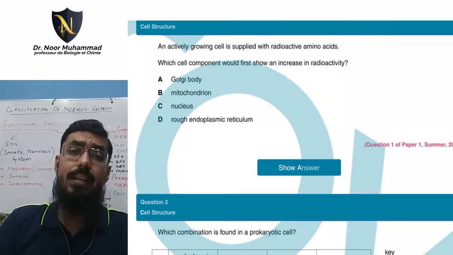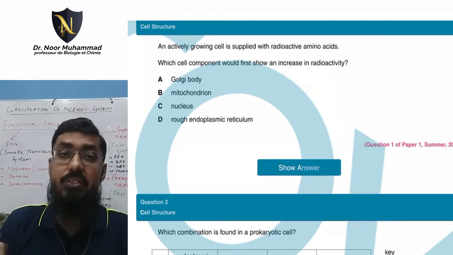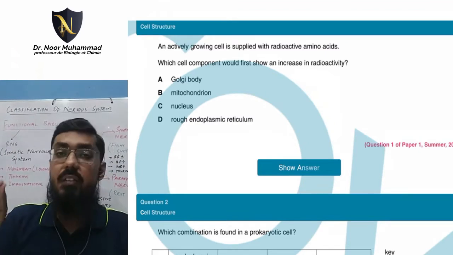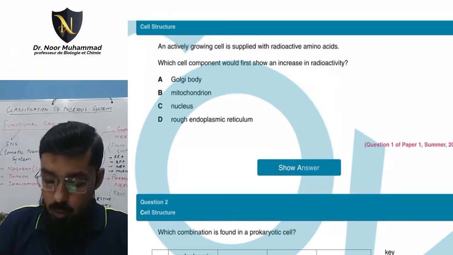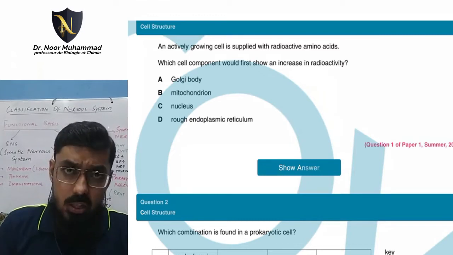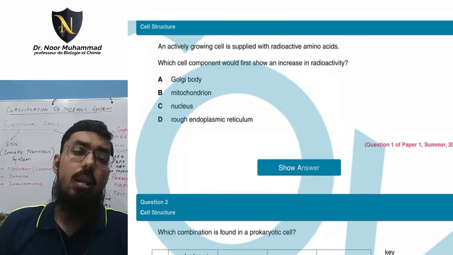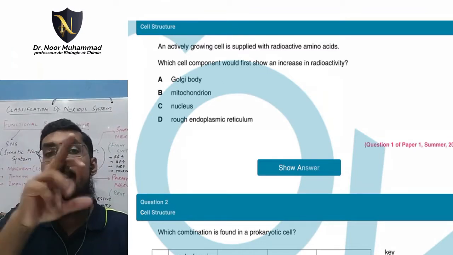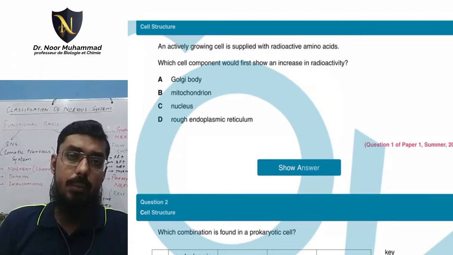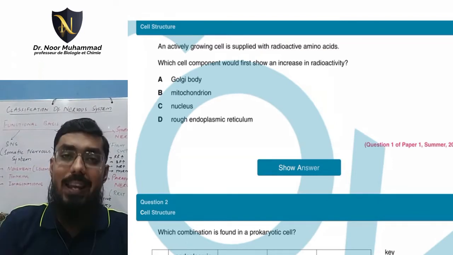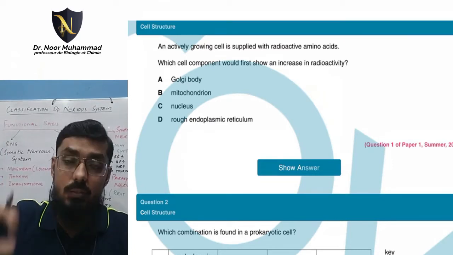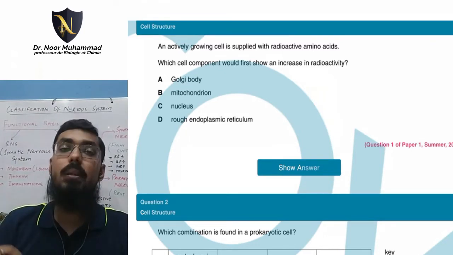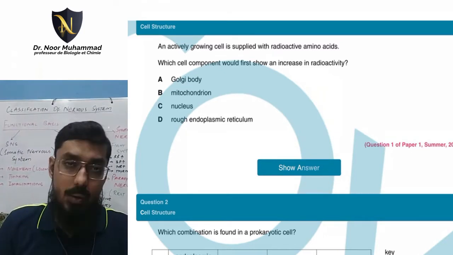So you have supplied radioactive amino acids, and amino acids are going to be used in protein synthesis. Can you recall where protein synthesis takes place in cells? Let's look at the options. Golgi body. Is the Golgi body involved in protein synthesis? If you remember, the Golgi body is involved in the modification and packaging of proteins made by the endoplasmic reticulum, particularly the rough endoplasmic reticulum. It means Golgi bodies are not directly involved in protein synthesis. और अगर Golgi involved होता भी है तो after endoplasmic reticulum होता है. इसका मतलब ये हो गया कि it will not be the first organelle जो कि show करेगा radioactivity के sign.